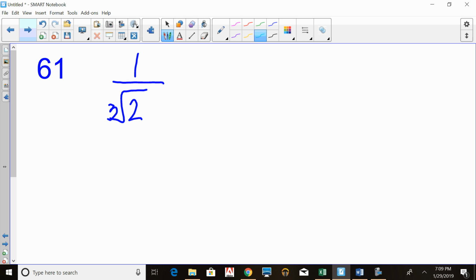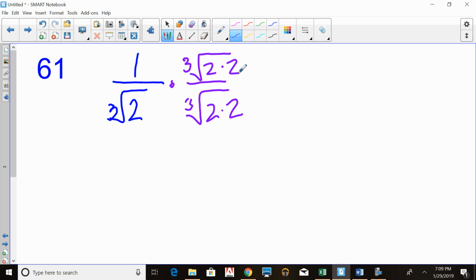Alright, here we have 1 over the cube root of 2. Well, we would need 3 of these in order for us to be able to do something with it. So we're going to have to multiply by some form of 1. And the cube root of 2, and how many more 2's do we need? Well, we need 2 of them. So the form of 1 is going to be the cube root of 2 times 2.